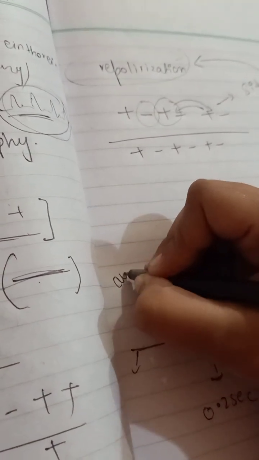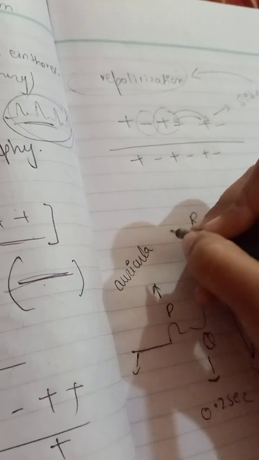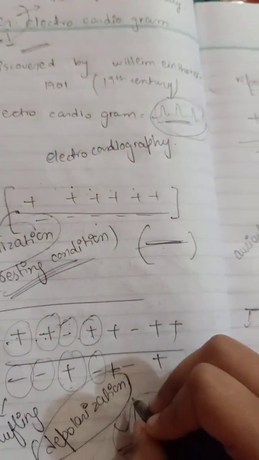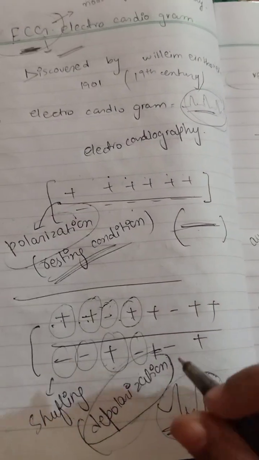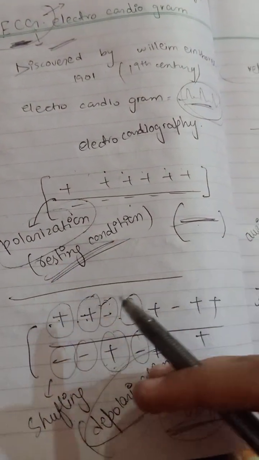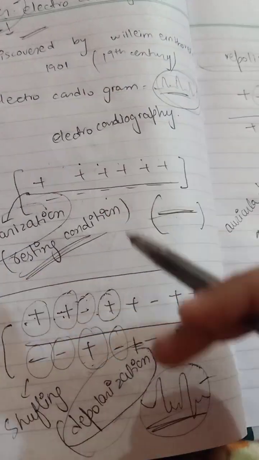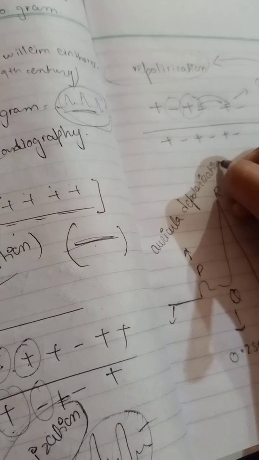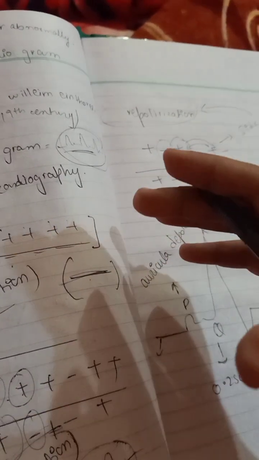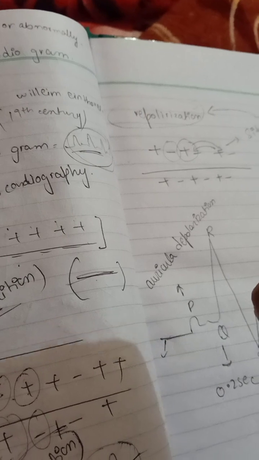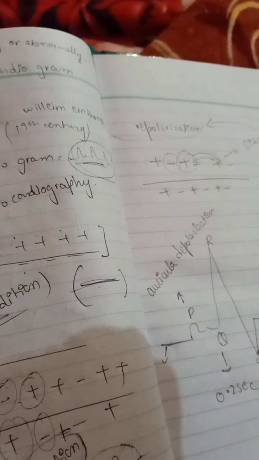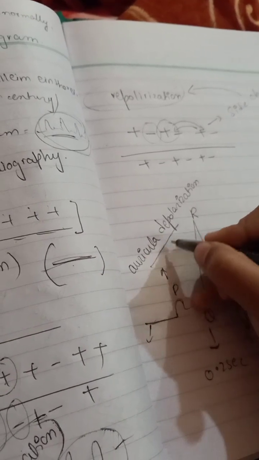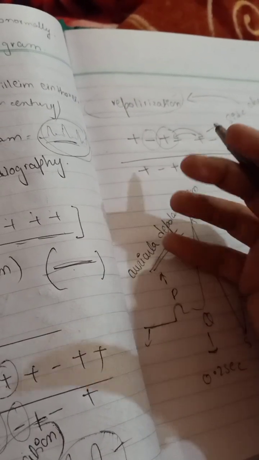So that we are calling as atrial depolarization, not polarization. Polarization was the resting condition. Here the impulse basically starts, and the deflection starts, the starting deflection. We are calling that atrial depolarization, which means that when the atrium contracts, the small impulse is generated by the pacemaker.